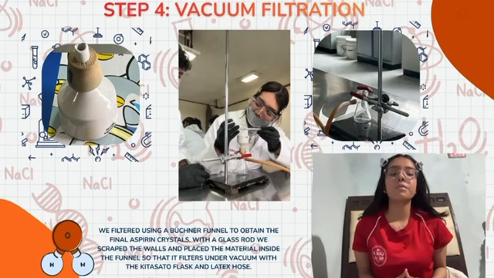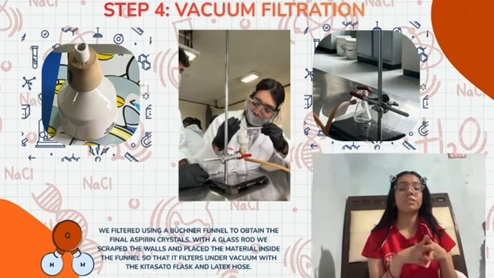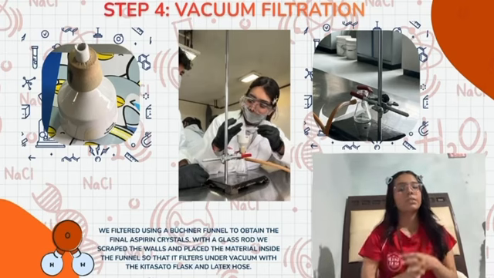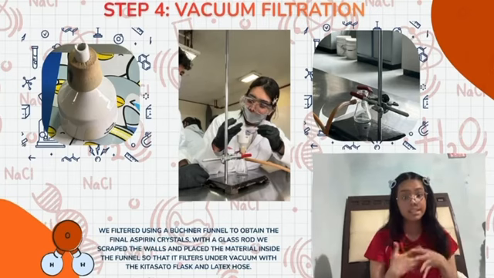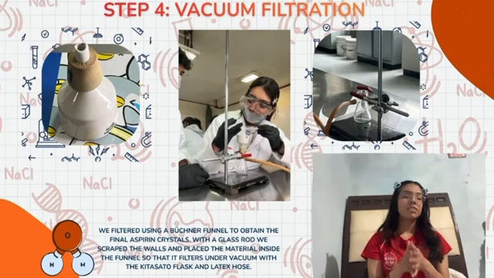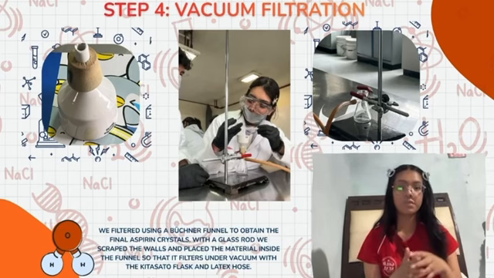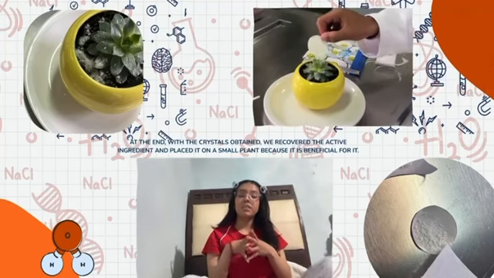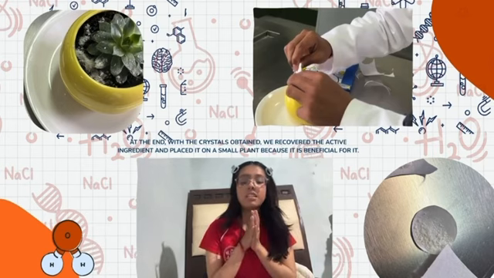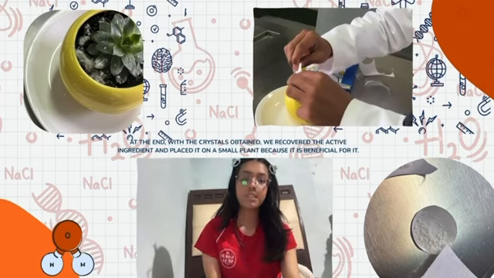Step 4. Vacuum filtration. We filtered using a Buchner funnel to obtain the final aspirin crystals. With a glass rod we scraped the walls and placed the material inside the funnel so that it filters under vacuum with the Kitasato flask and latex hose. At the end, with the crystals obtained, we recovered the active ingredient.